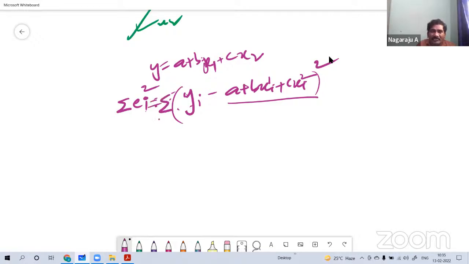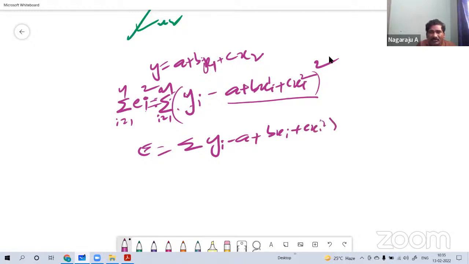Here i equal to 1 to n. How many points you will take? That is the number of points, finite points, here i equal to 1 to 10. All errors and deviations I am taking here are called the residual error. That residual error I am denoting capital E equal to summation of yi minus A plus bxi plus cxi, whole square.